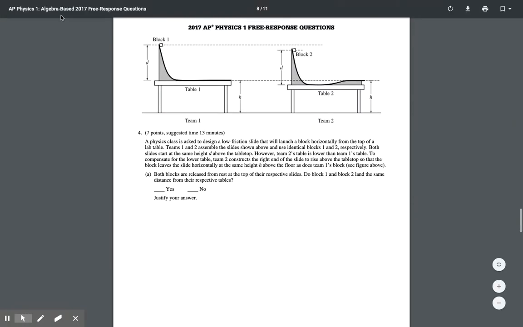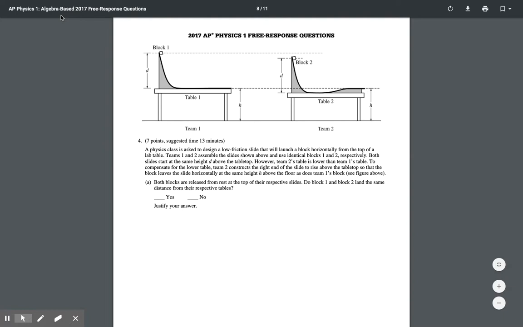And these questions are posted in Classroom as well. So this document is also posted in Classroom. You can find it in the assignment link.